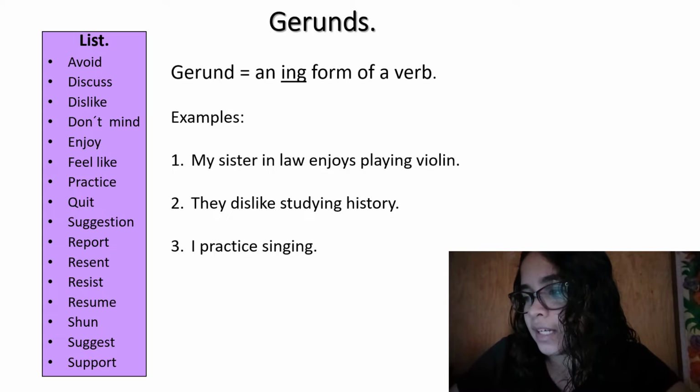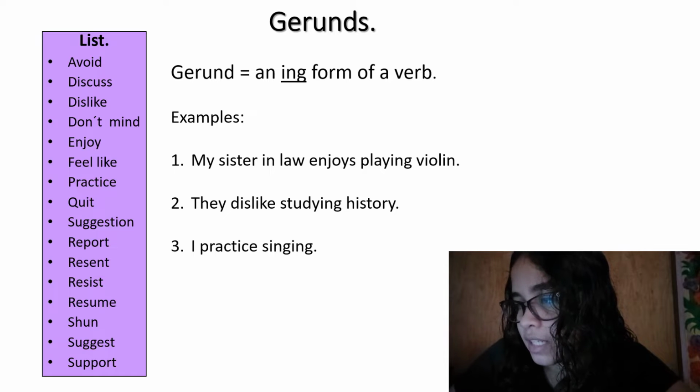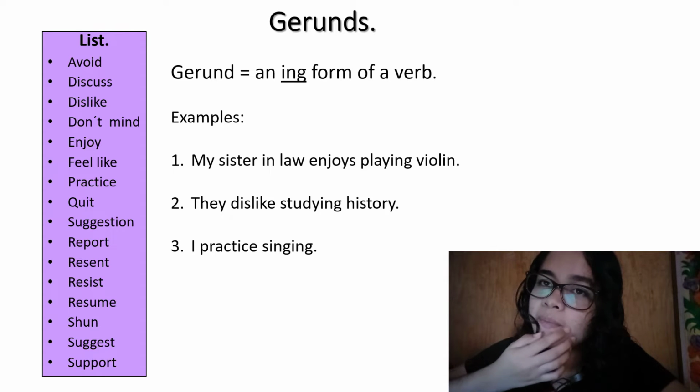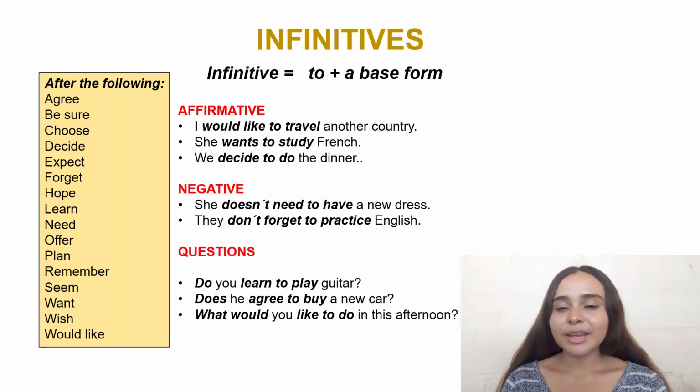We have another example. They dislike studying history. The gerund is studying. And we have another example. I practice singing. The gerund is singing, and the verb is practice. Infinitives. Use an infinitive after the following verbs and expressions. Some verbs are agree, be sure, choose, decide, expect, forget, hope, learn, need, offer, plan, remember, think, want, wish, and would like. For the infinitive, we need the preposition to plus the base form of the verb.